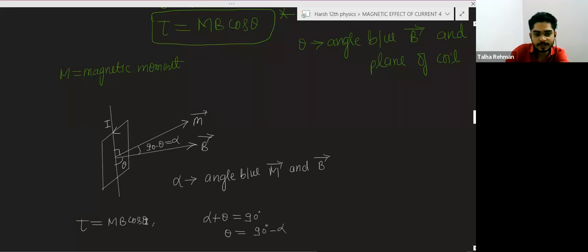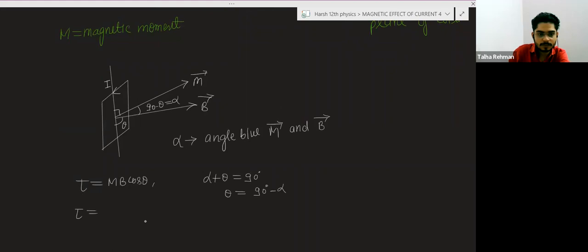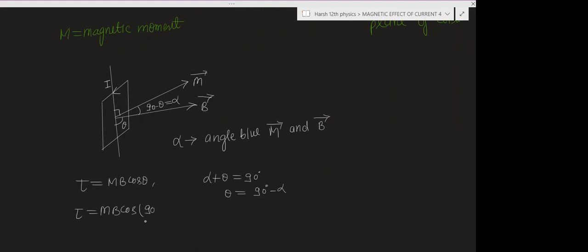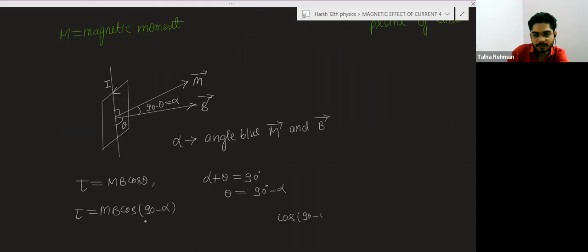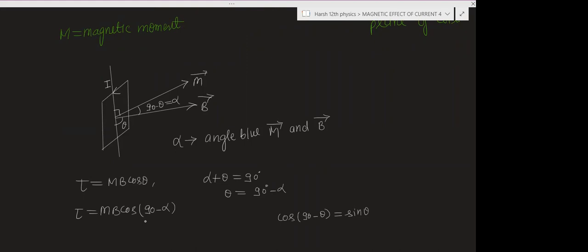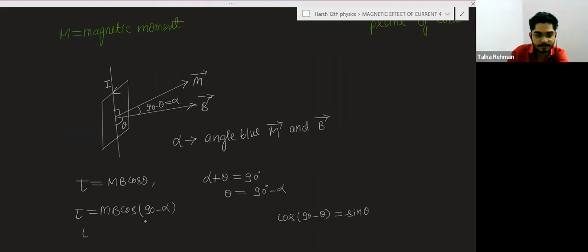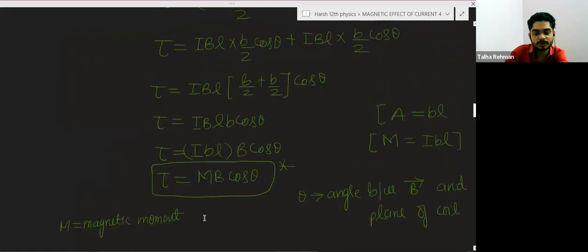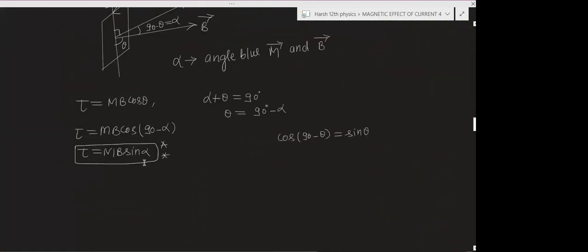Now put the value of theta here. Instead of theta, we put 90 minus alpha. Remember, cos of 90 minus alpha is equal to sine alpha. So your formula will be M B sine alpha. This formula is more important than the earlier formula.